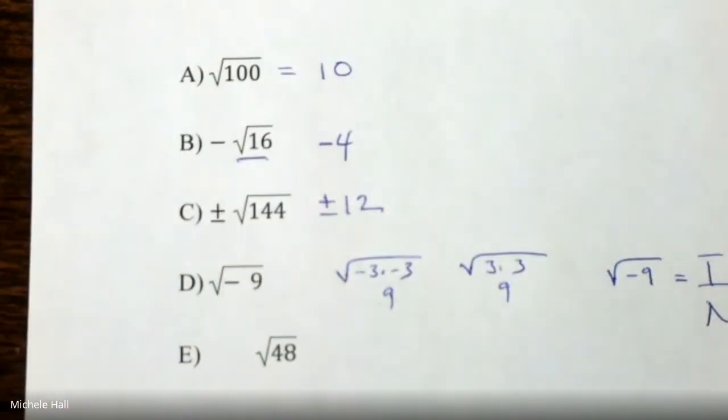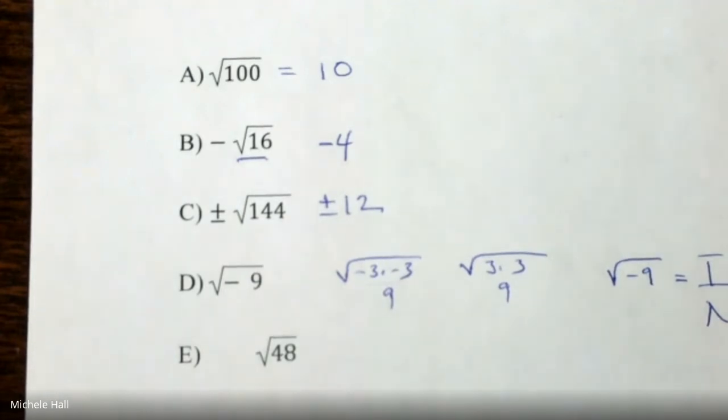What do you think? What's the square root of 48? Any guesses? What's wrong? What's wrong, Jackson? It's not a perfect square. And that's what we have to finish up today, ones that are not perfect squares.